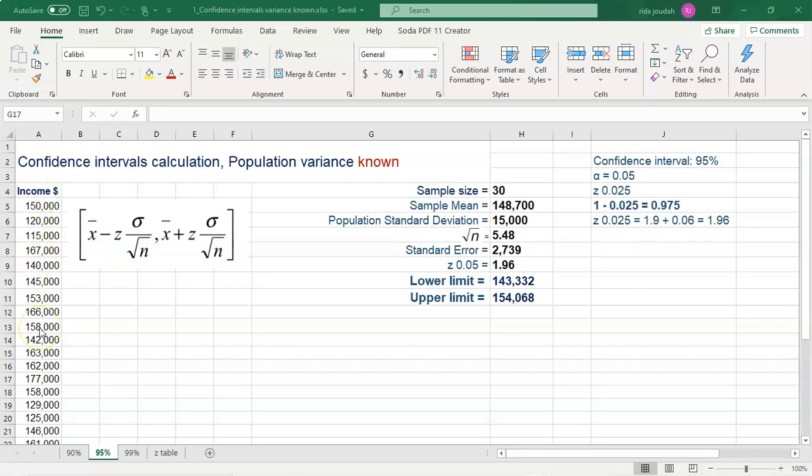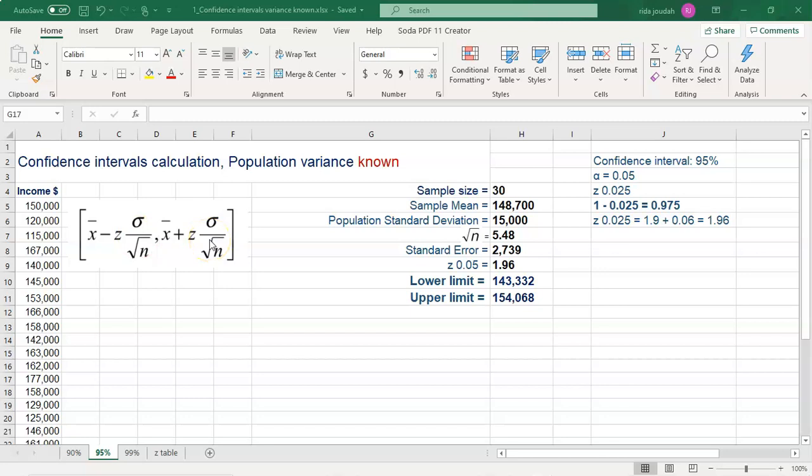We have 30 observations. And we have here the scenario when the population variance is known. And the standard deviation of the variance here is 15,000. So before everything, to use this formula, there are several conditions that should be considered. First, the sample size should be 30 or more. And we have here 30 observations. So the first condition is attained. And what is the second condition? The second condition is, as we say, the population standard deviation is known. So based on that, we can use this formula.